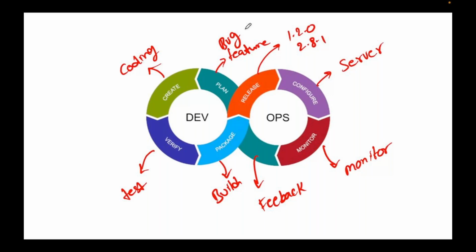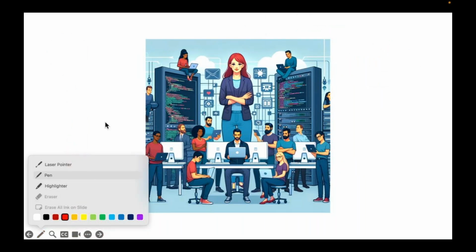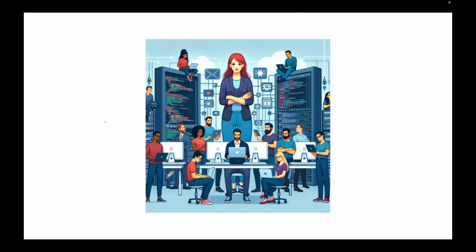Now as a DevOps engineer, you have to make sure that this process will not be stopped, and you have to make sure there will be a smooth transition between the developer teams and operational teams. That's it. That's what a DevOps engineer will do.